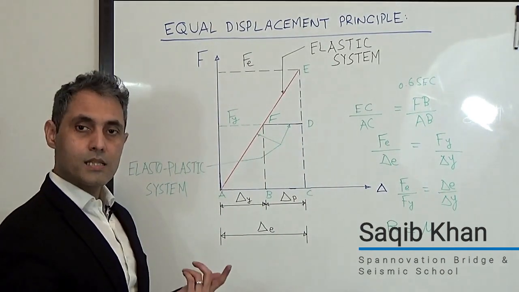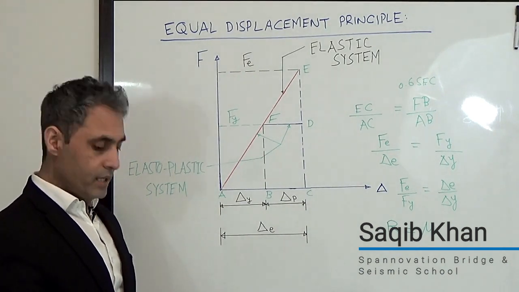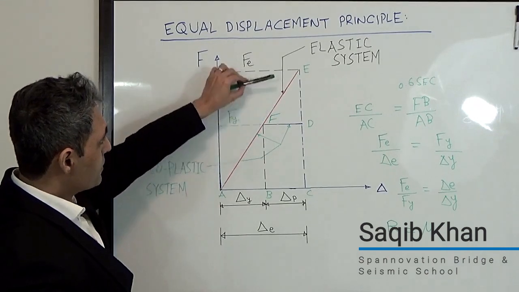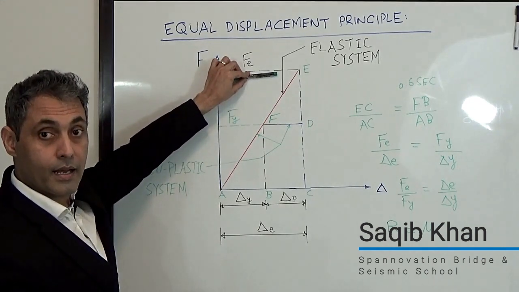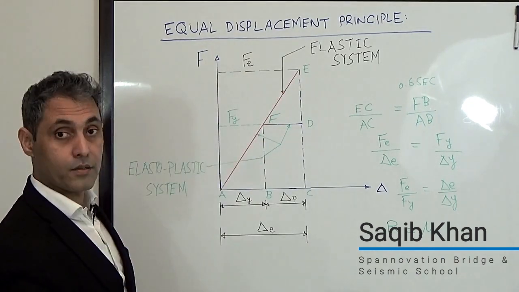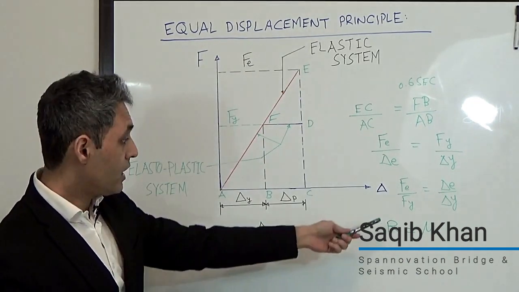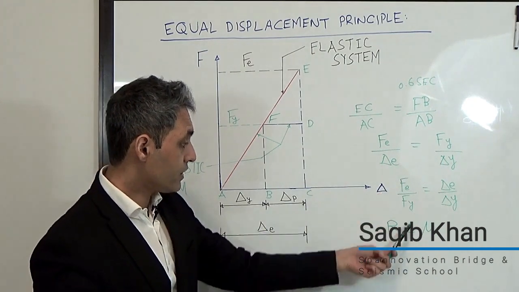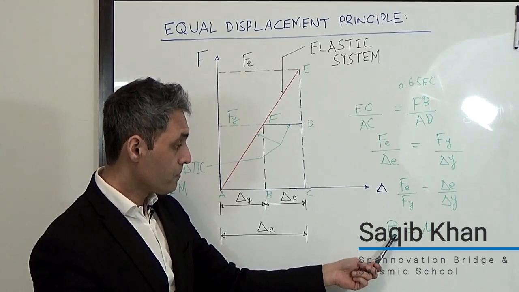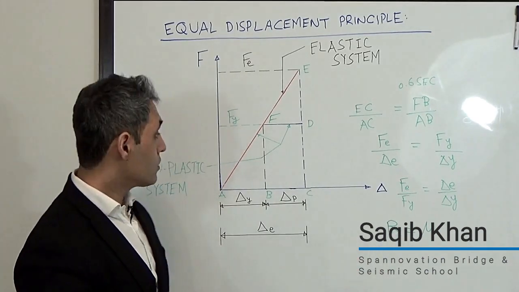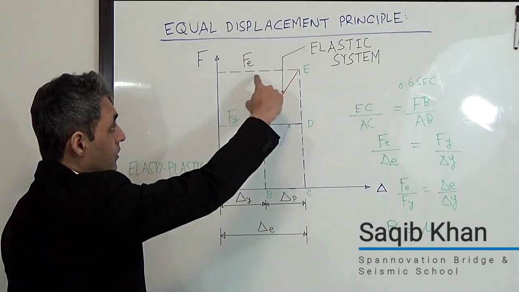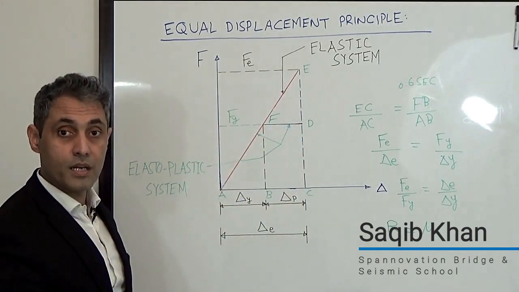Now, what does all this mean? What it really means is that instead of designing a system to be this strong and have it stay elastic for an earthquake, I could design it for a much lower force. I could design it for a reduction factor that is determined by this ratio and is given by R. So I could say this is 1/2 or 1/4 or 1/8 of what the elastic system would be designed to.